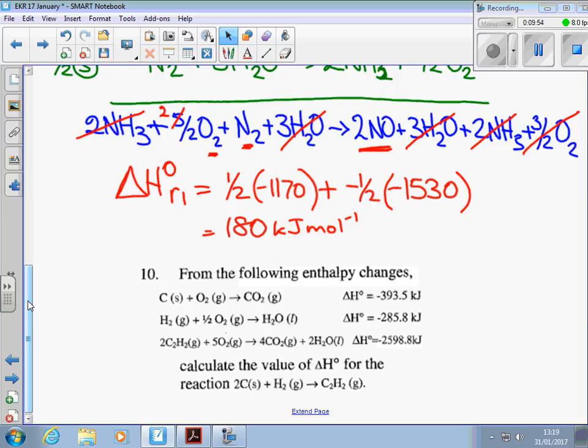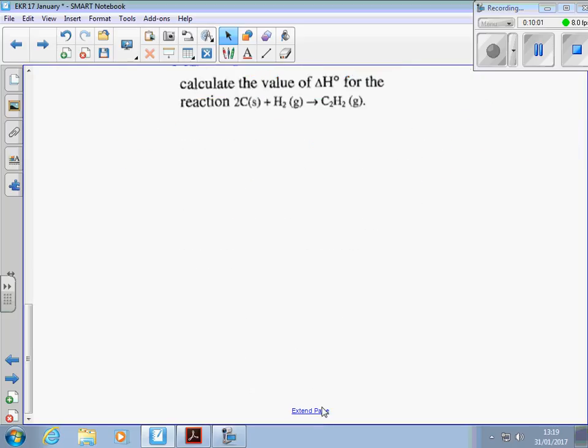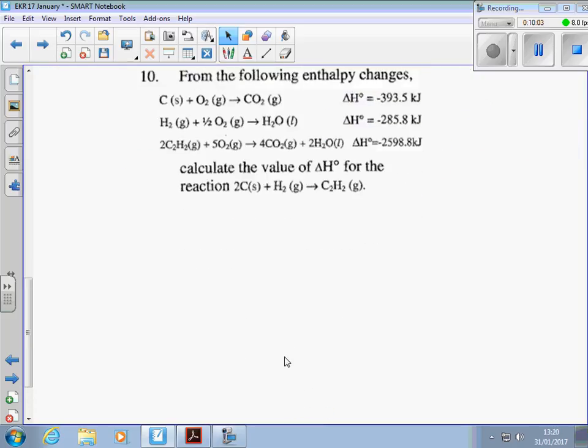Okay, there's another one here, so one more to work through just to be sure that you get it. Whoops. All right. Can you see that all right? This time we've got 3 equations to do it from. All right.